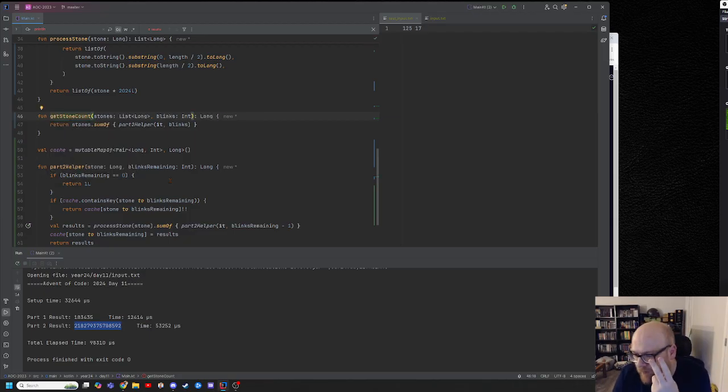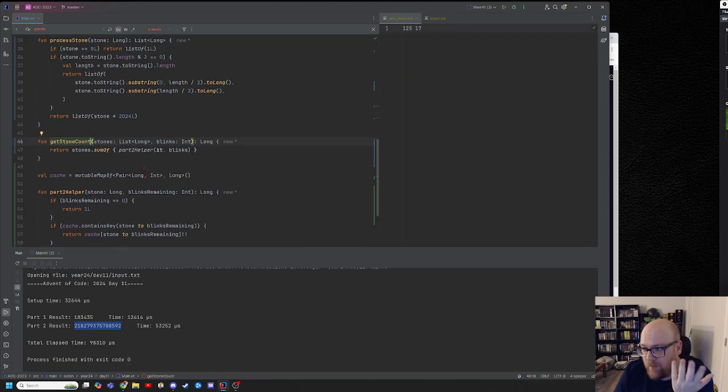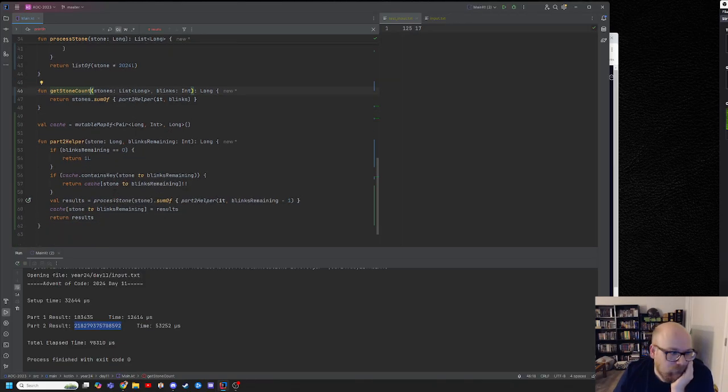Well, it's two observations. One observation is the stones never interact, so we don't need to treat them like a list. We treat them like individual stones, and when they split, they shall nary meet again. That's observation one. Observation two is, and then use caching.